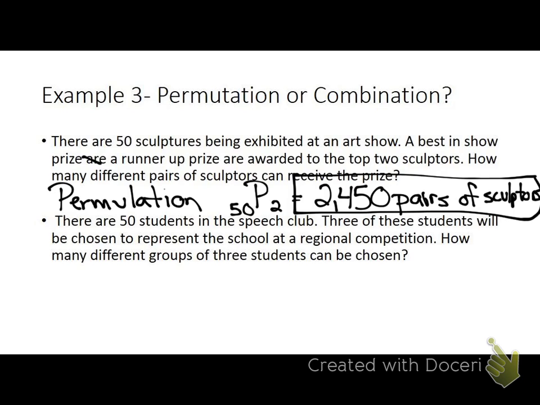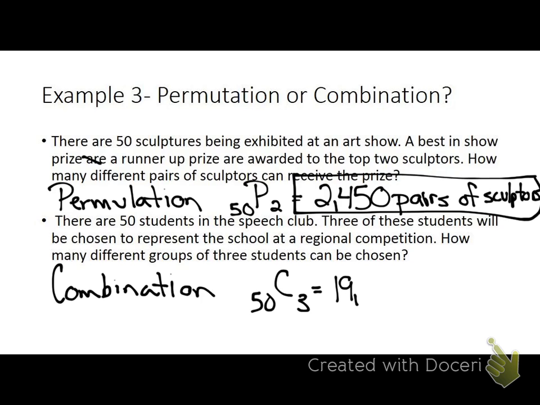50 students in the speech club. What did you think? Combination or permutation? Obviously, this one's combination since it's one or the other. All right, and what would my combination be? What's my total? 50. C, and how many are selected? 3. And what's my total going to be? 19,650 groups of students.